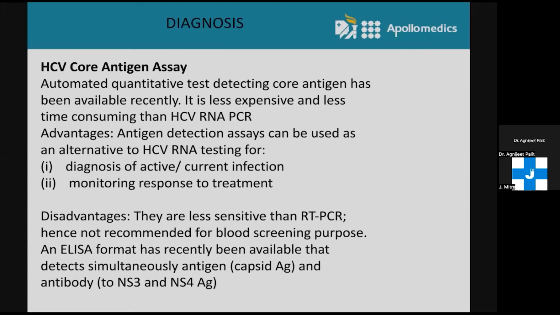There is another test technique, the HCV core antigen assay, which is not much popular, but nonetheless has come into use, though it is less sensitive than RT-PCR. However, it can be used as an alternative to HCV RNA for diagnosis of active or current infection and monitoring response to treatment. It is available nowadays in ELISA format, where we can detect the capsid antigen and the antibody to NS3 and NS4 antigen.